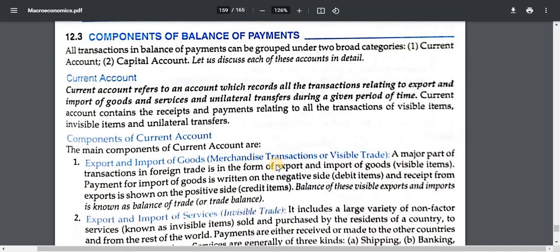12.3 Components of balance of payments. All transactions in balance of payments can be grouped under two broad categories: 1. Current account. 2. Capital account. Let us discuss each of these accounts in detail.